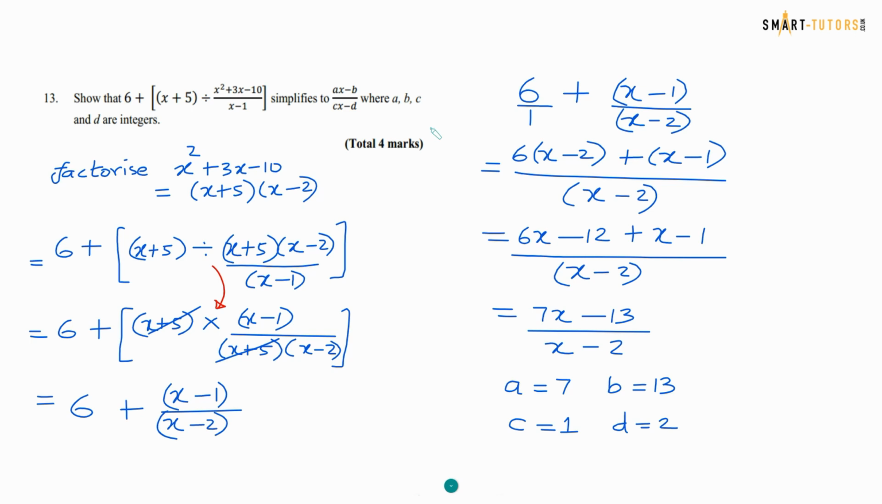So x minus 1 goes up, x plus 5 x minus 2 comes down. Then in the multiplication, x plus 5 cancels. Then 6 plus x minus 1 over x minus 2. So 6 over 1 is there. Then you do the LCM. You multiply both, so cross multiply basically. 6 times x minus 2, plus x minus 1, over x minus 2. Expand the bracket: 6x minus 12, plus x minus 1, gives 7x minus 13 over x minus 2 as the answer. So you write down all the A, B, C, D numbers.